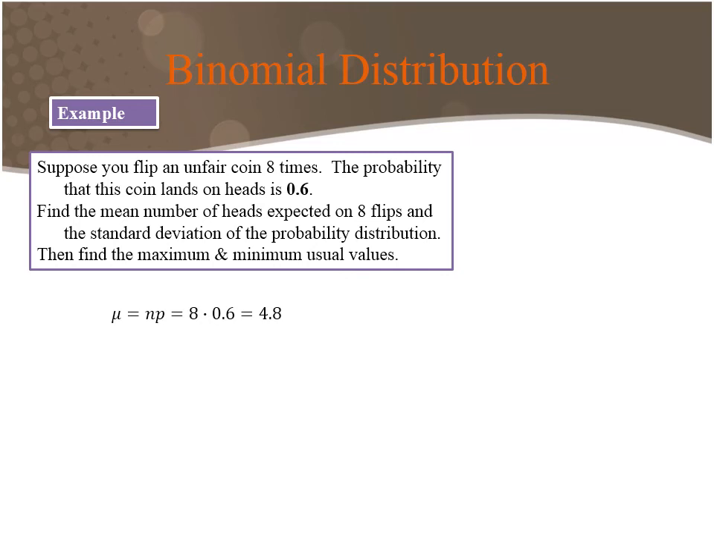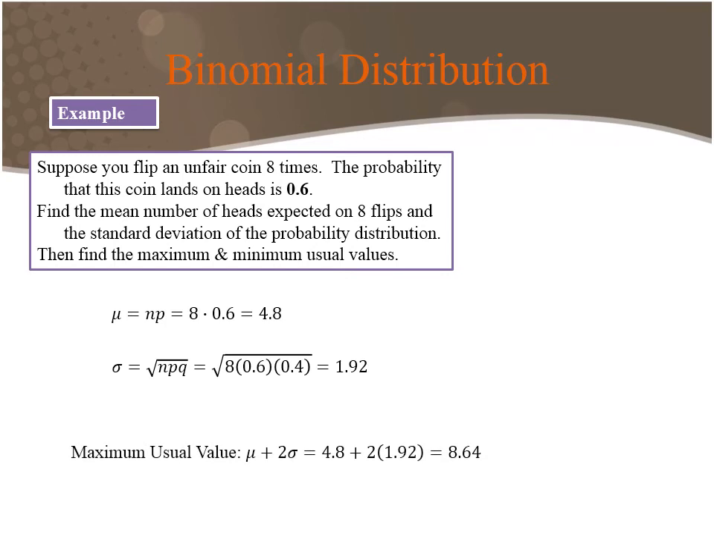Well, since this would result in a binomial distribution, we can use our shortcut formula and find that the mean is 4.8. So we have a mean number of heads coming up of 4.8 heads. The standard deviation, using our shortcut formula, is 1.92. So the maximum usual value is the mean plus 2 times the standard deviation, or 4.8 plus 2 times 1.92.